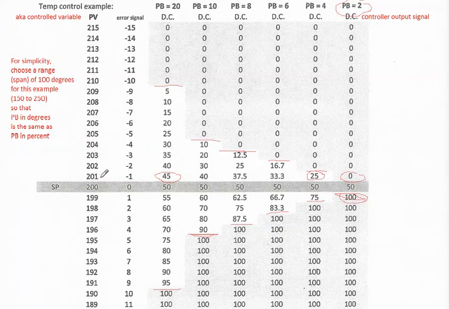So here we have a gain of 25, which is 5 times greater. And that makes sense because the proportional band is 5 times less. The inverse relationship should be apparent the more you stare at this.